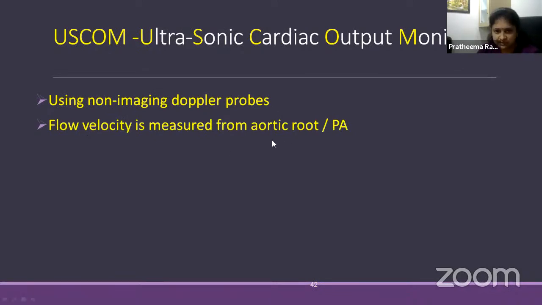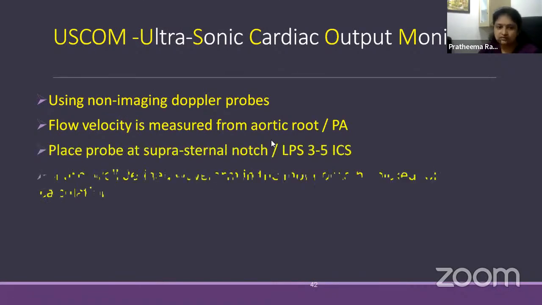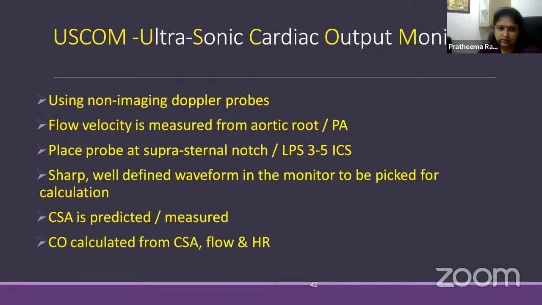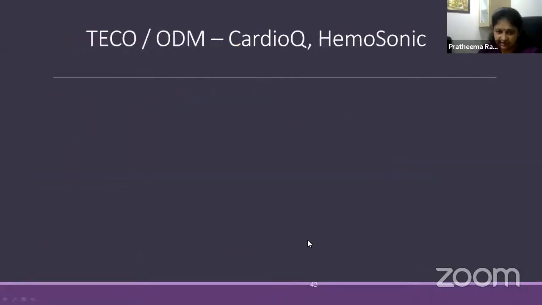The flow velocity is measured from the aortic root, and we have to keep the probe in the suprasternal notch. There will be a sharp, well-defined waveform on the monitor. That gives the cross-sectional values predicted or measured by the transducer, and the cardiac output is calculated from the cross-sectional area, flow, and the heart rate. So that is how it gives us a value.